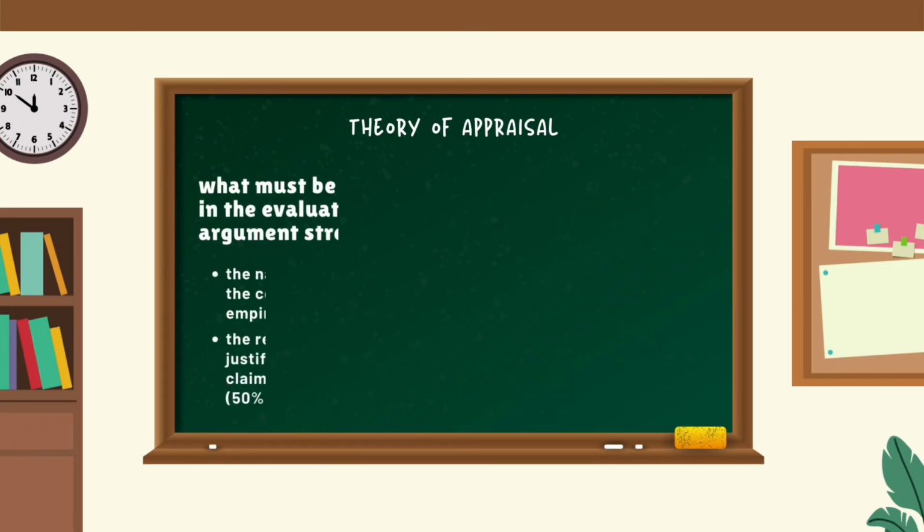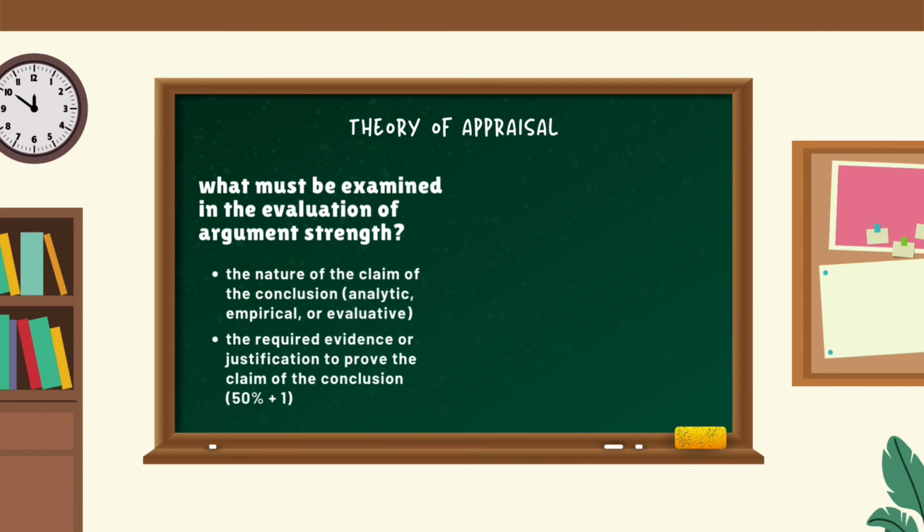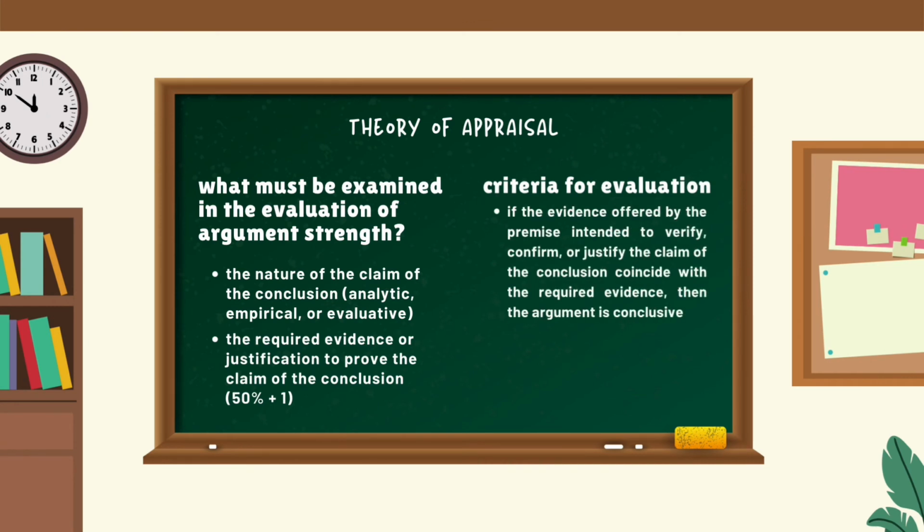But what must be examined in the evaluation of argument strength? First, the nature of the claim of the conclusion, which can either be analytic, empirical, or evaluative. And next, the required evidence or justification to prove the claim of the conclusion, which must be 50% plus 1 of the population. And what is the criteria for evaluation?